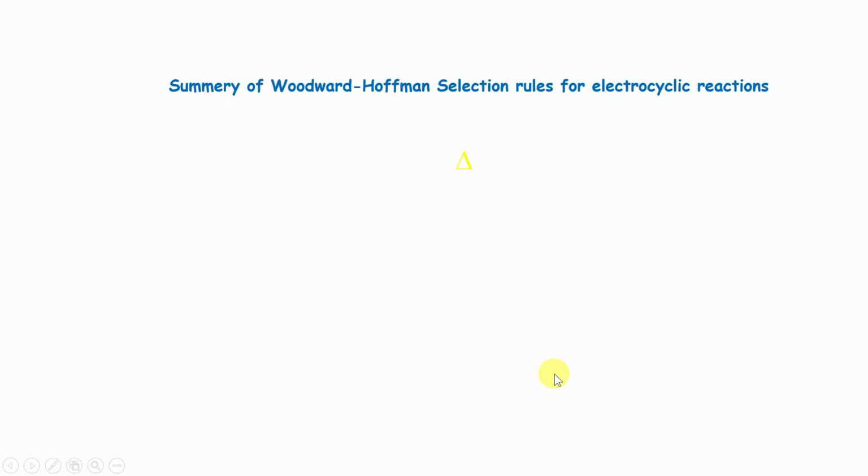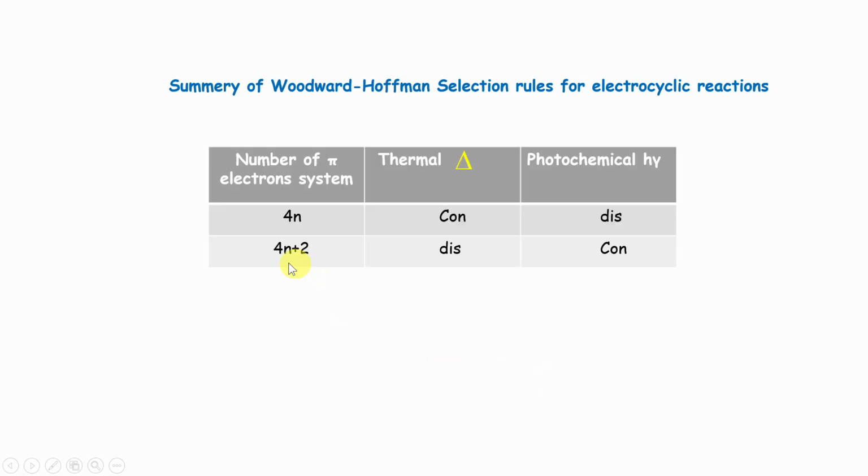Okay, now we can summarize the Woodward-Hoffmann selection rule for electrocyclic reactions. For a 4n pi system, the thermal interconversion is a conrotatory process, whereas the photochemical interconversion is a disrotatory process. Whereas for a 4n plus 2 pi system, the thermal interconversion is a disrotatory process, whereas the photochemical interconversion is a conrotatory process.